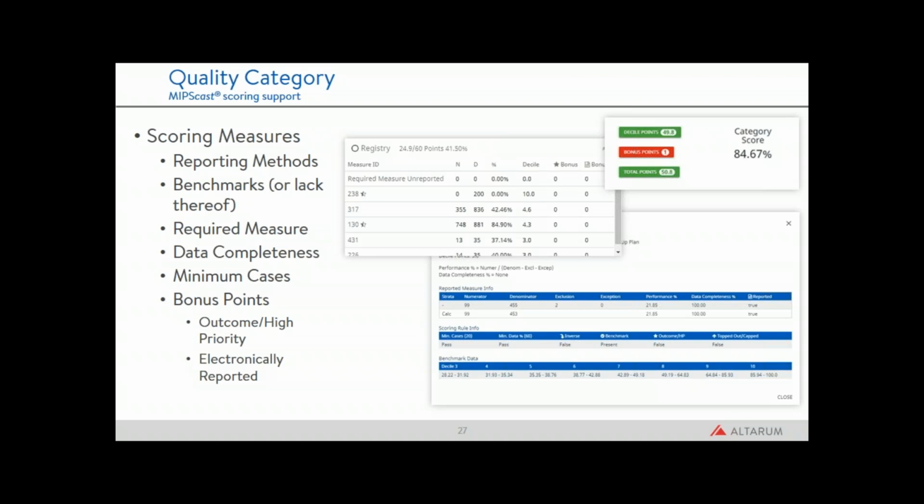MIPS provides quality measure scoring feedback for each measure entered into the system, including reporting method-specific benchmarking and checking for other specific rule criteria, including required outcome or high priority measure reporting, data completeness, minimum cases, and whether or not bonus points are earned for a particular measure.